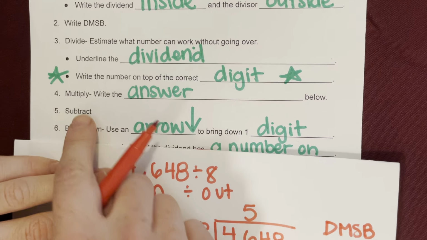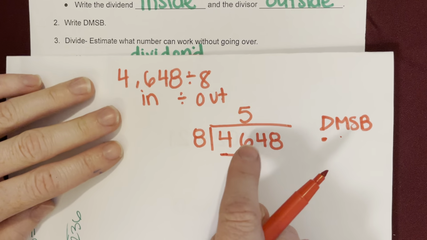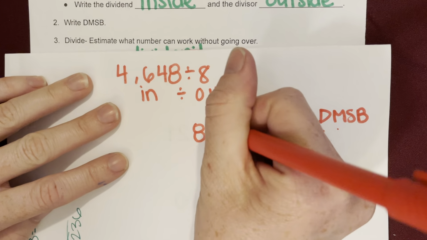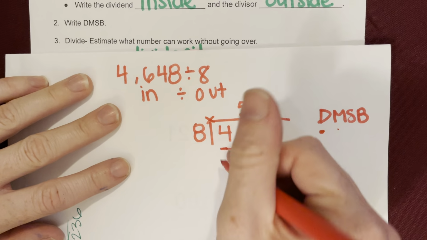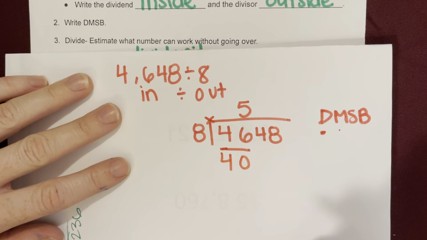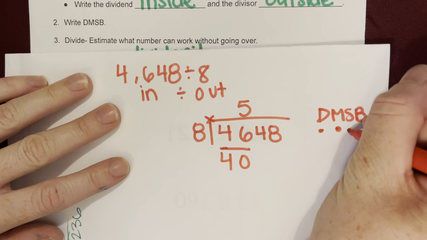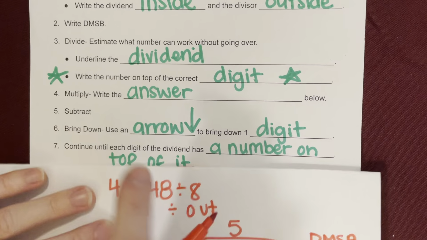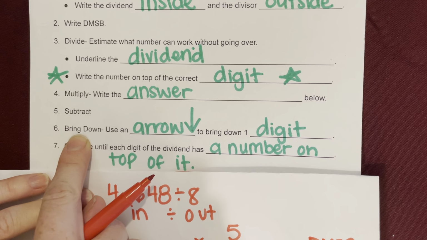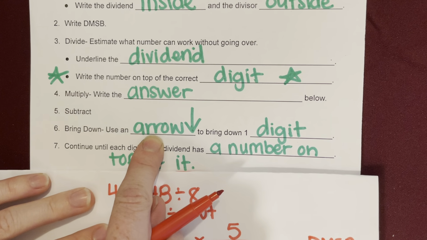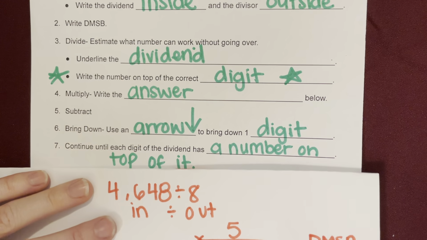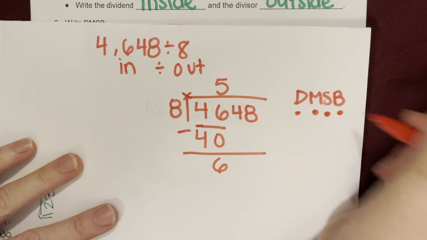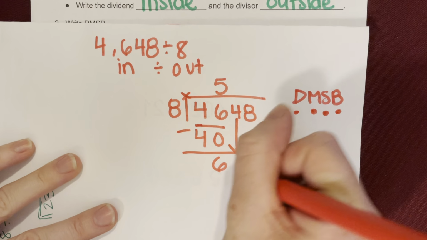Now I need to multiply, or step 4, and write the answer below. So I'm going to multiply 8 times 5, and I get 40. Next step is to subtract. So I'm going to do 46 minus 40, and I get 6. Step 6 says bring down using an arrow. Bring down 1 digit. So I'm going to bring down that 4.